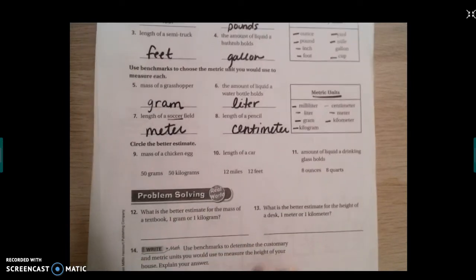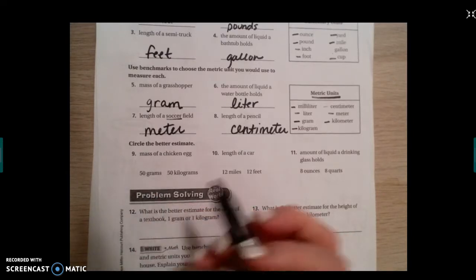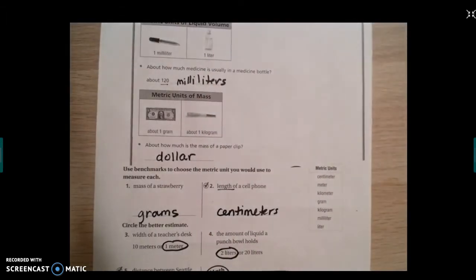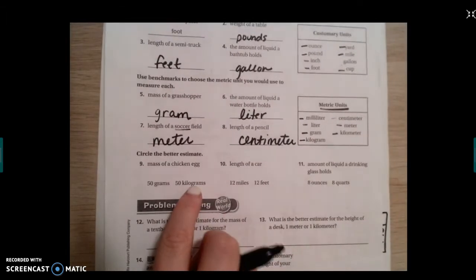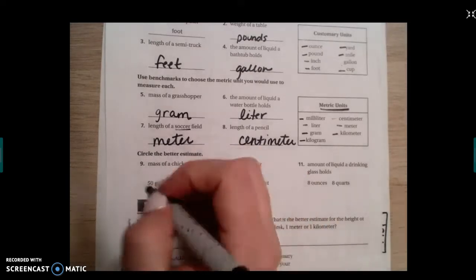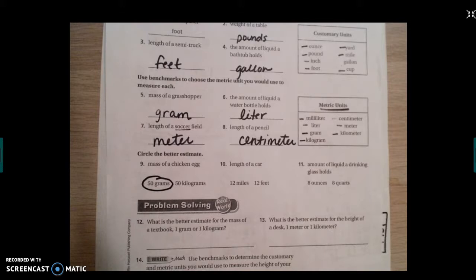The mass of a chicken, it says 50 grams or 50 kilograms. So remember, if we look back from yesterday, kilogram is a baseball bat. A gram is $1. So do you think a chicken weighs as much as 50 baseball bats? That'd be a big chicken. It should be 50 grams.